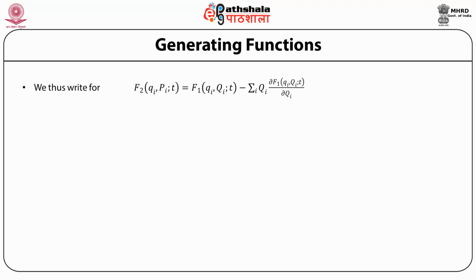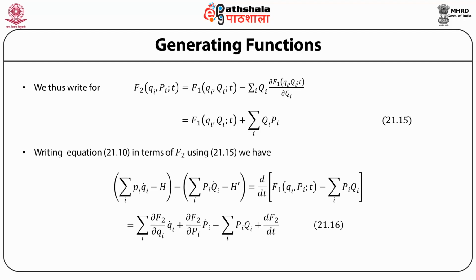We thus write F2, which is a function of the old coordinates, the new momenta and time, as a function F1, which is a function of old and new coordinates alone and time, minus sigma over i, Q_i into the partial derivative of F1 with respect to the new coordinates Q_i. So F2 can be written as F1 plus summation of Q_i P_i, that is, a product of new coordinates and momenta.